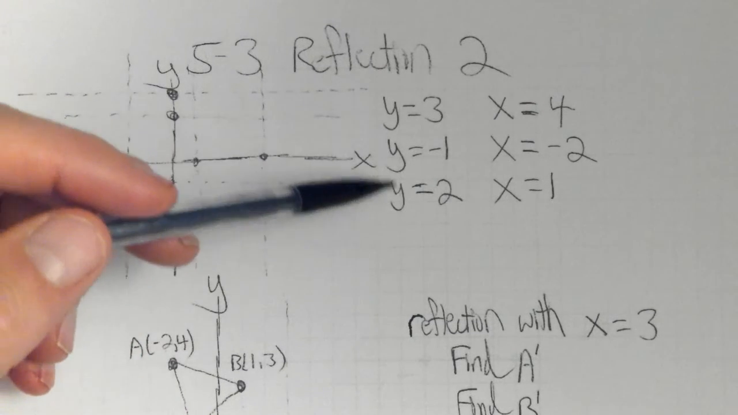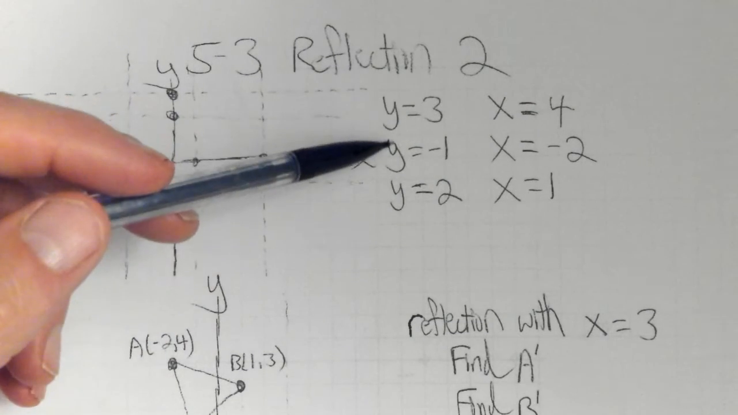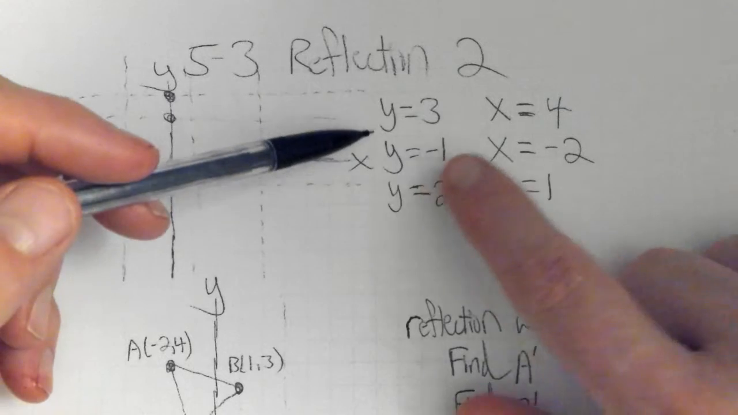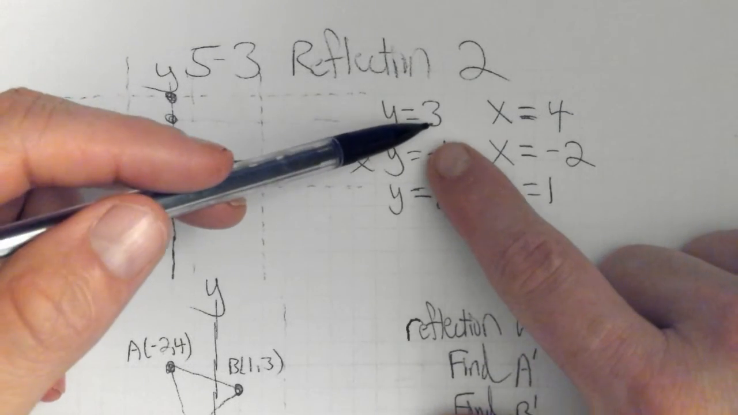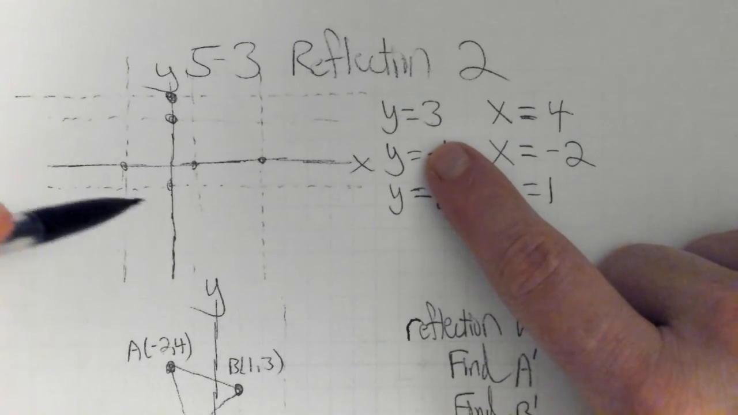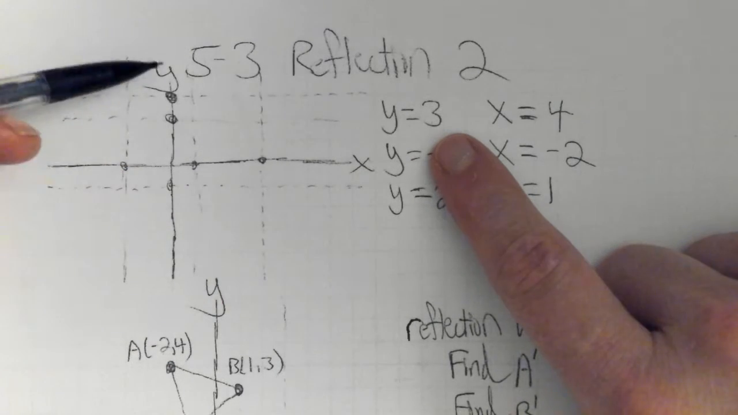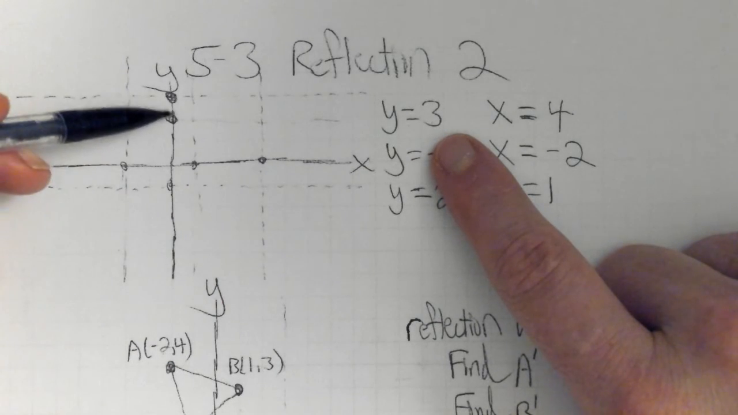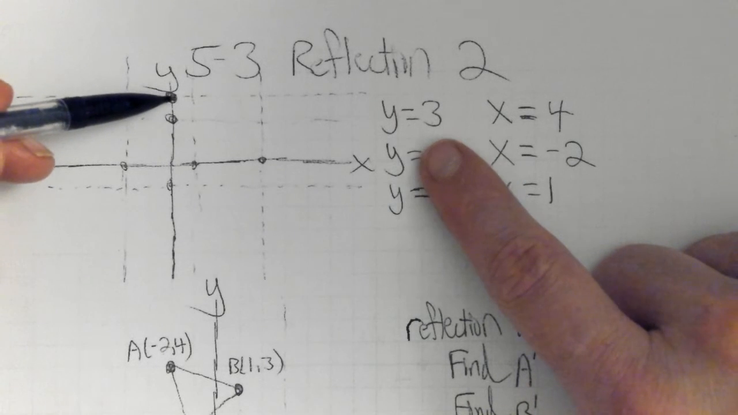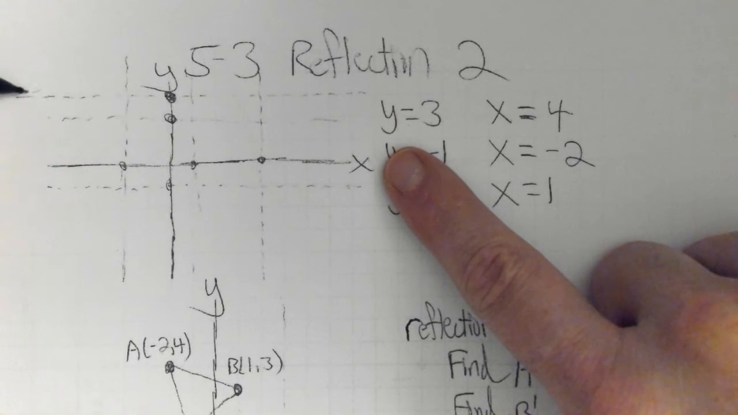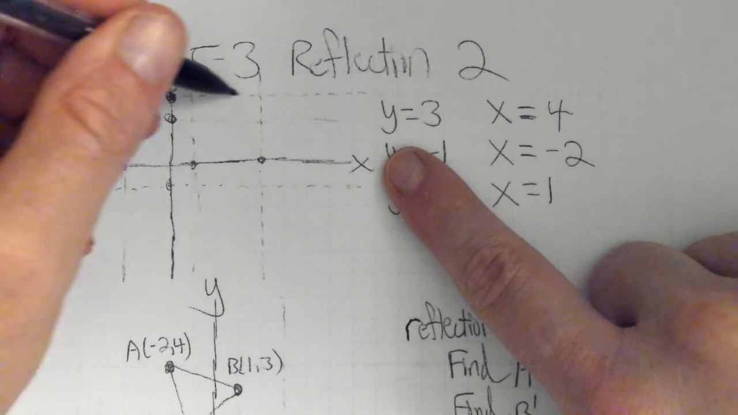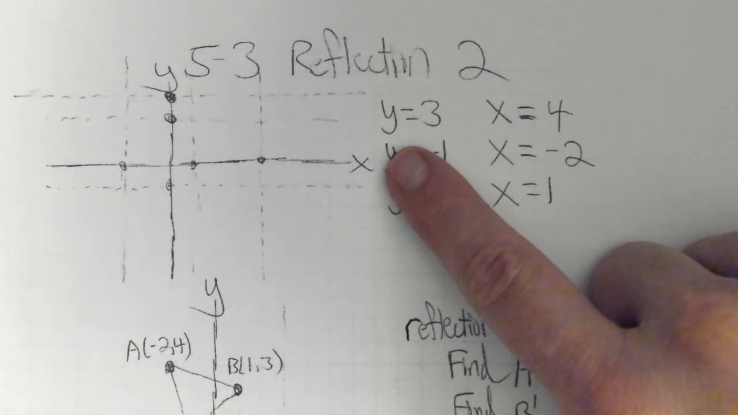So these are examples of the type of lines that we're going to have to reflect over. For example, the line y equals 3. Let's see if we can figure out where that line is. First of all, you want to locate 3 on the y-axis. So we go up 1, 2, 3. There's 3 on the y-axis. The line y equals 3 is a horizontal line that goes through 3 on the y-axis, right?